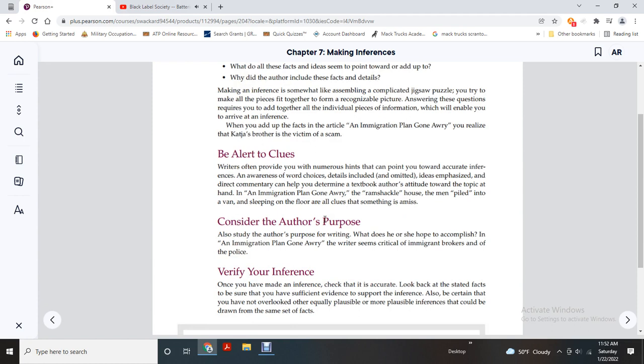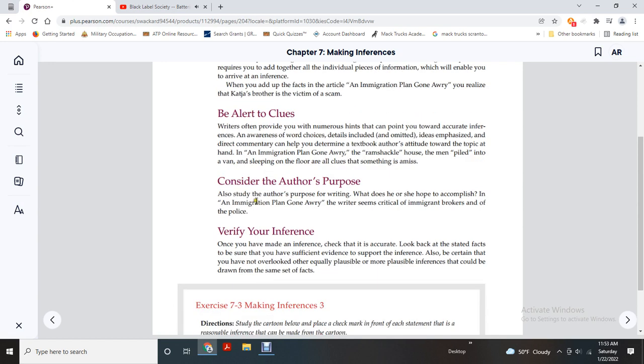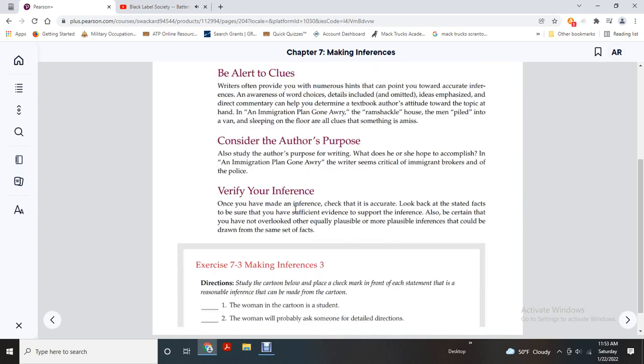Be alert to clues. Writers often provide numerous hints that can point toward accurate inferences. Awareness of word choices, details included or omitted, and ideas emphasized, along with direct commentary, can help determine the author's attitude toward the topic at hand. Immigration plan gone awry, the ramshackle house, the men piled into the van: all are clues, so nothing is missed. Consider the author's purpose. What does he or she hope to accomplish with the immigration plan gone awry? The writer seems critical of the broker and of the police.